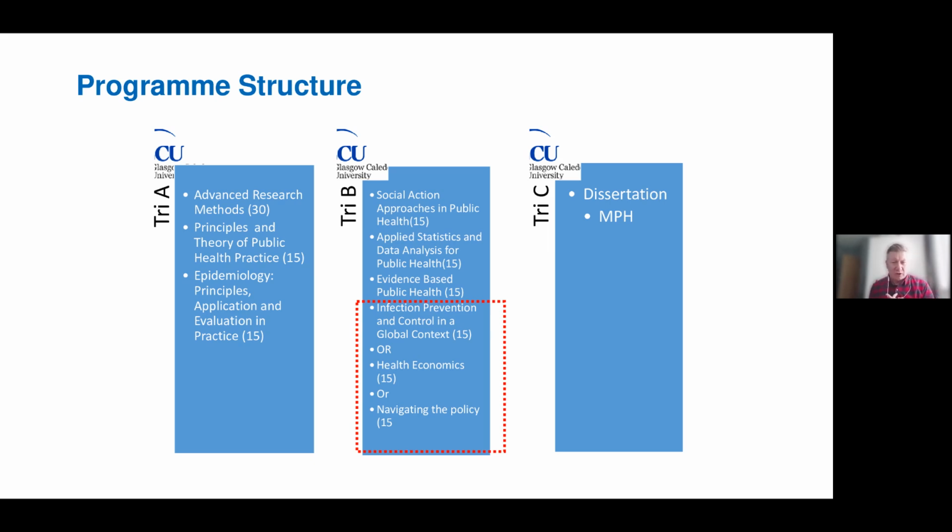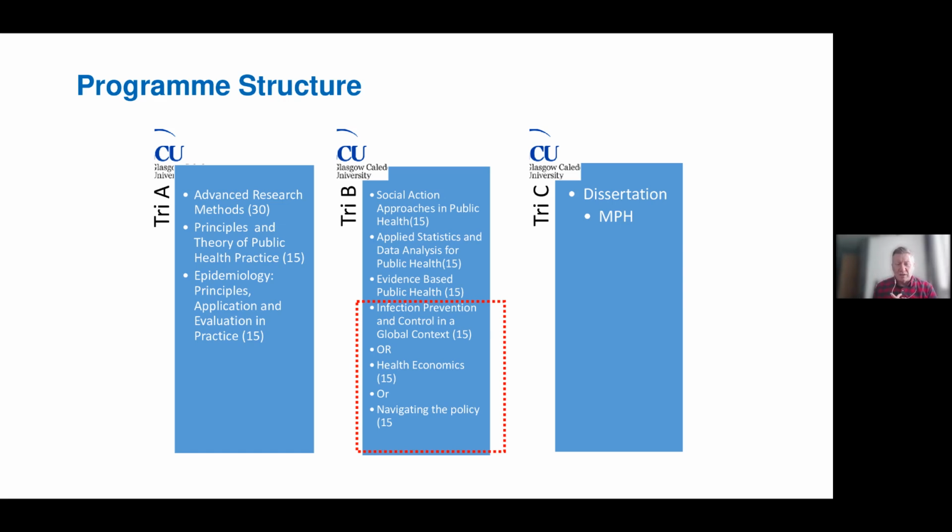So it just gives you a bit of a choice and maybe a bit of focus on what your interests more are around certain areas of public health. All 3 option modules are really core for public health as well, but you get to choose one of them to study alongside your Tri-B modules.